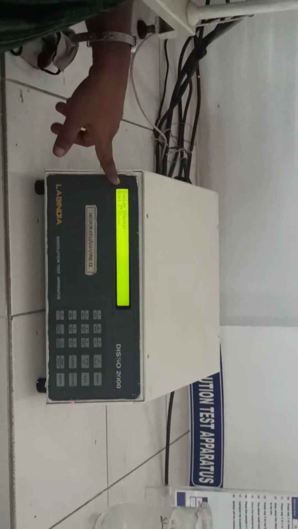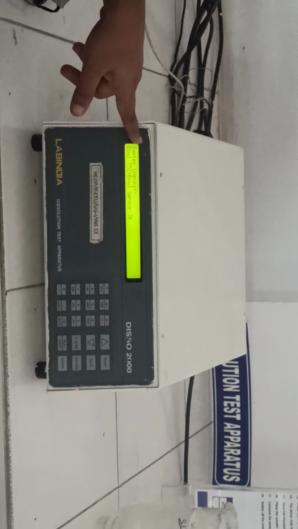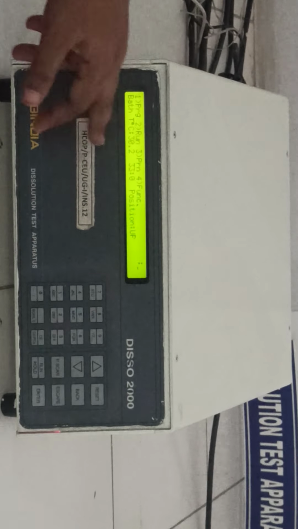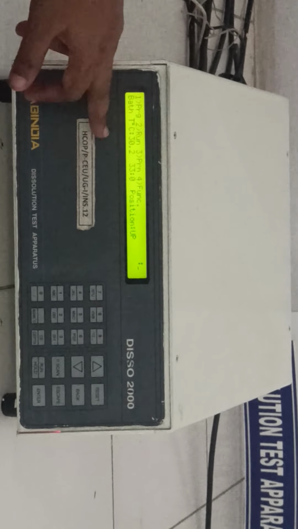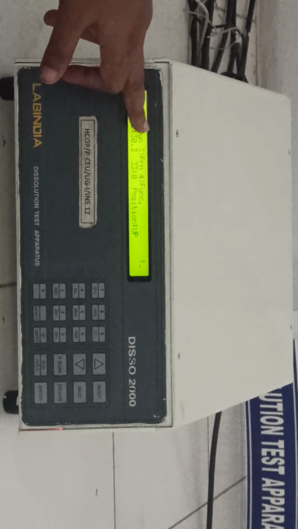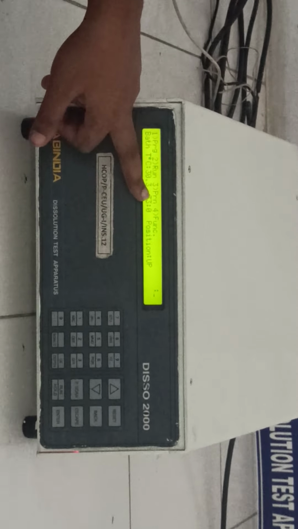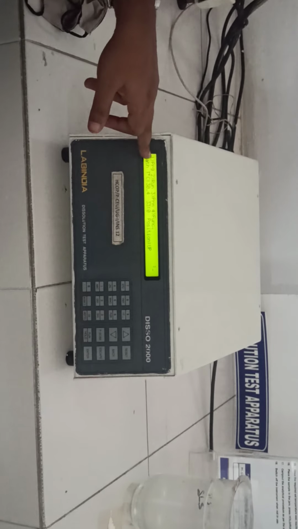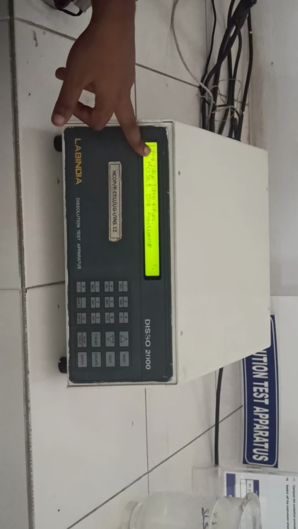So once the initialization is completed, whether the stirrer is moving, whether the water is filled or not, all the initial checking will be present initially. After the initial checking, there are the 4 parameters. One is the program, second one is the run, third one is print, and fourth one is the function. Among these, initially we need to give the program.